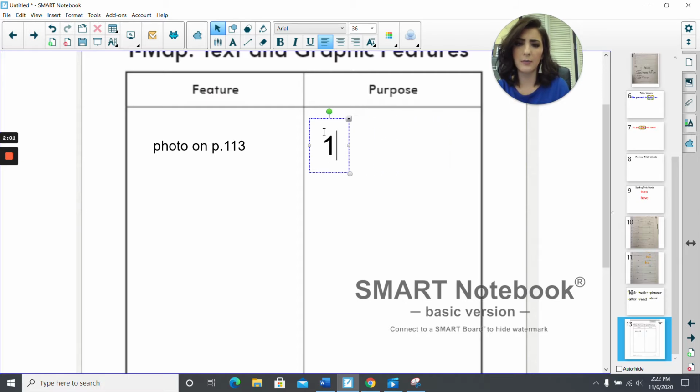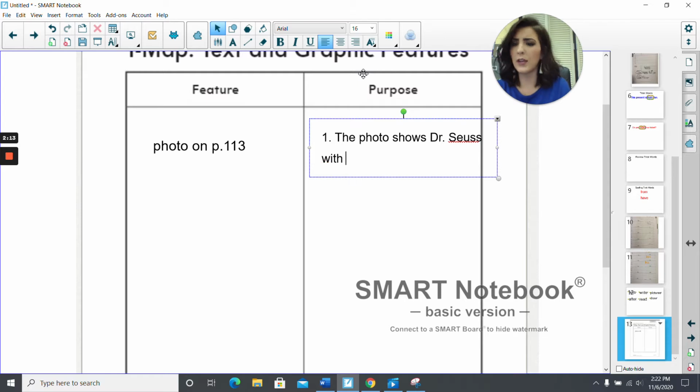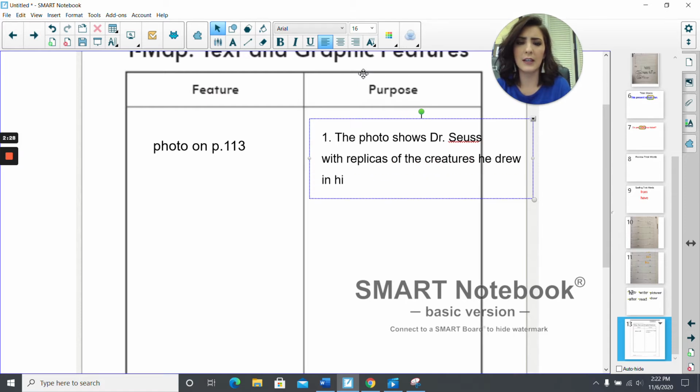Let me make my words smaller, boys and girls. Hold on one second. Okay. The photo shows Dr. Seuss with, we'll call them replicas. That means like a version of it. Shows Dr. Seuss with replicas of the creatures he drew in his books.